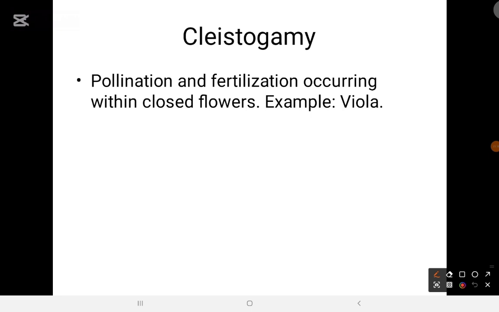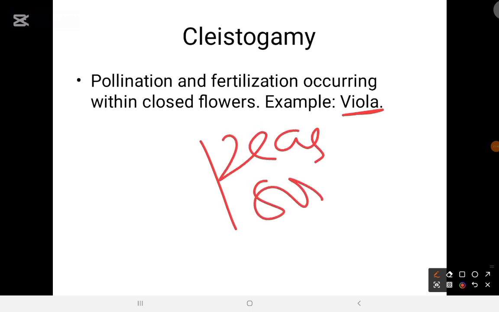Do you understand? Since the flowers stay closed, cross pollination cannot occur, and fertilization will occur within the same flower, so that reproduction still occurs even in the absence of pollinators. Examples are the viola plant, peas too, and of course some grasses. Some grasses also are cleistogamous.